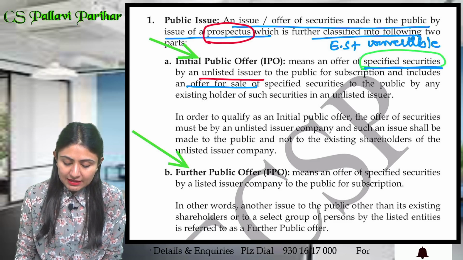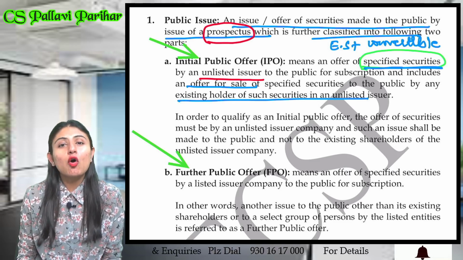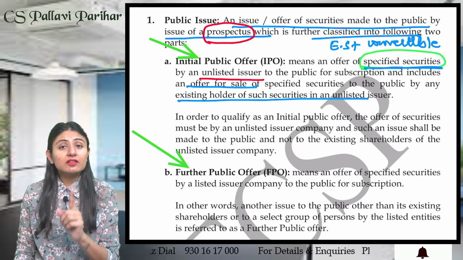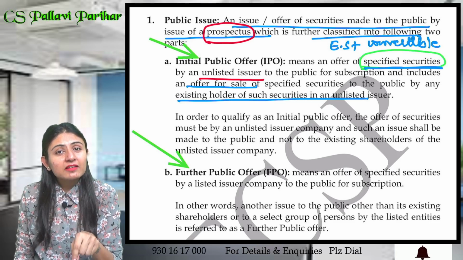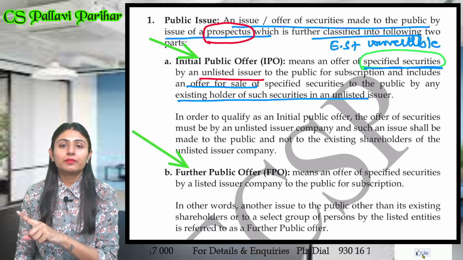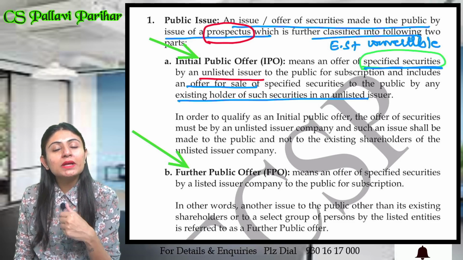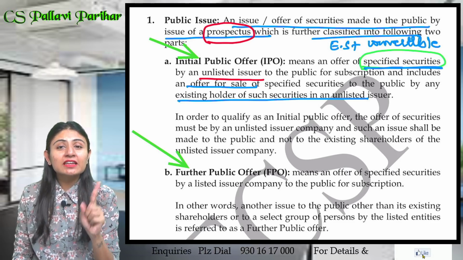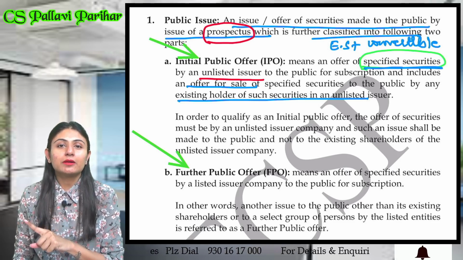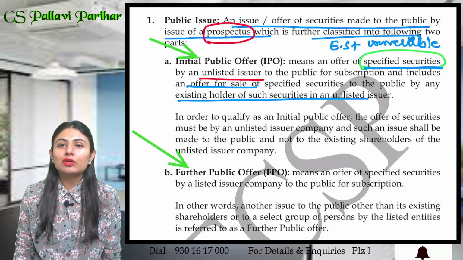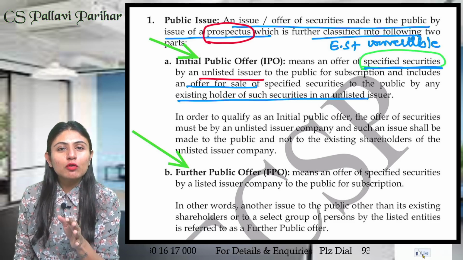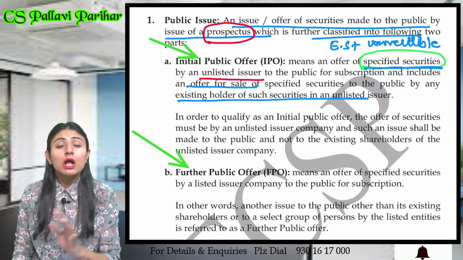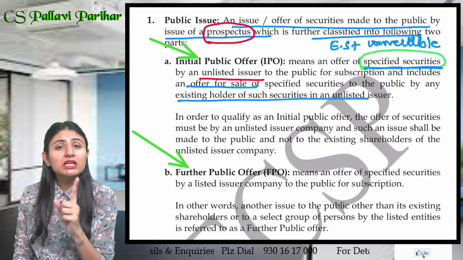Offer for sale is where the existing holders of the securities offer their shares, and these are then offered to the public to subscribe, not to the existing shareholders. We take from the existing and offer to the public. If you offer to the existing, it is going to be a rights issue. Here we are taking from the existing and offering for sale to the public, moving into the stock market for the very first time. And when you move into the stock market for the very first time, this is where your public issue is called an IPO. An IPO shall always be brought by an unlisted issuer.